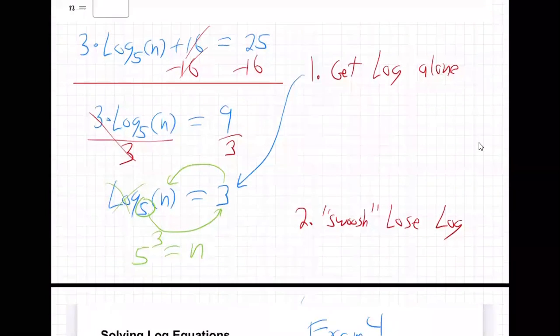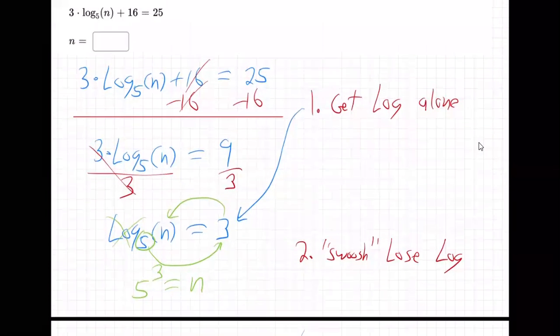That's how we change between exponential form and logarithmic form, right? As we do the swish thing. We circle the base and go boom, boom, like that. And that loses the log, changes us out of logarithmic language into exponent language. So n is 5 to the 3rd.